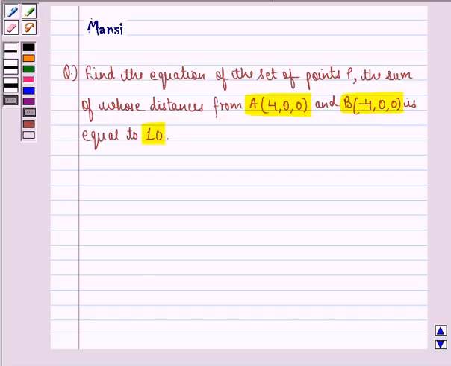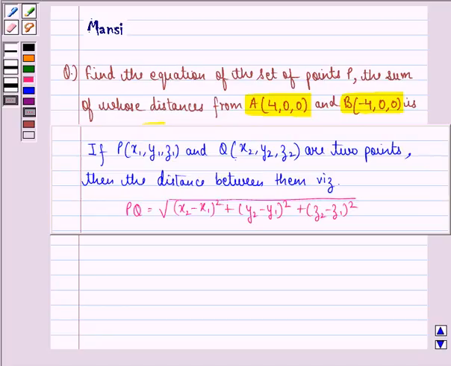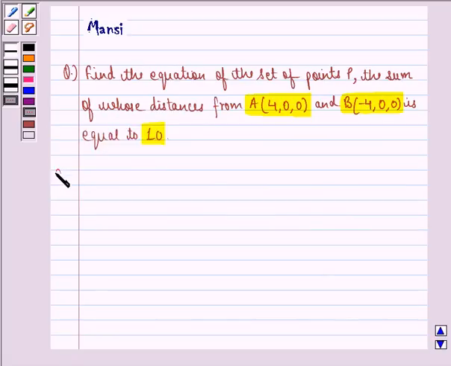Before starting with the solution, let us see the key idea behind the question. If P (x1, y1, z1) and Q (x2, y2, z2) are two points, then the distance between them, PQ, is given by the square root of (x2 minus x1) the whole square plus (y2 minus y1) the whole square plus (z2 minus z1) the whole square. Let us start with the solution now.